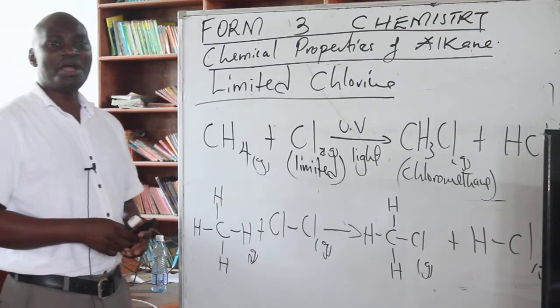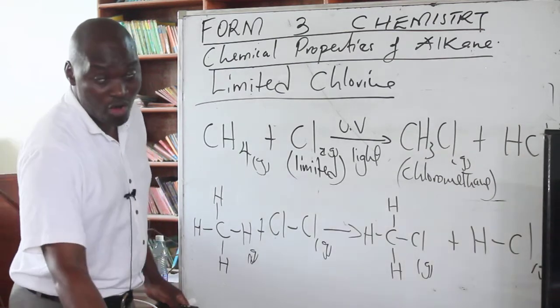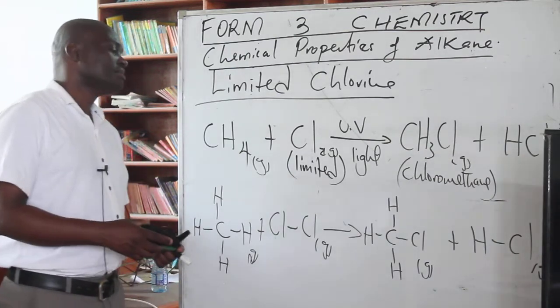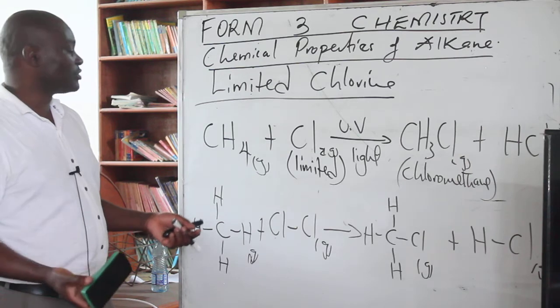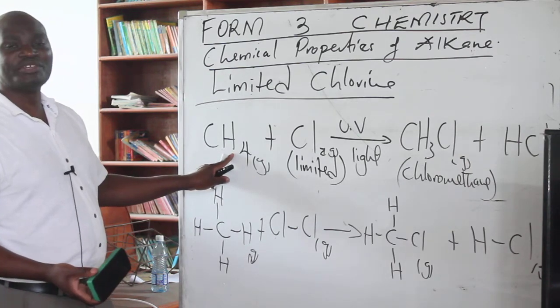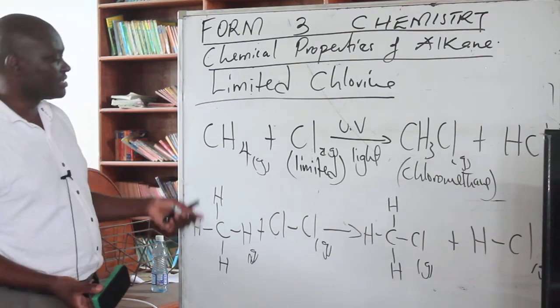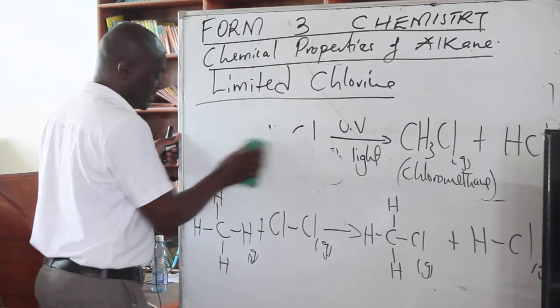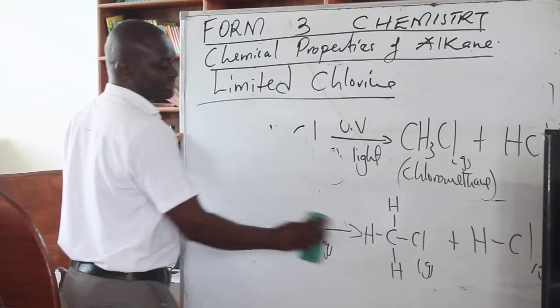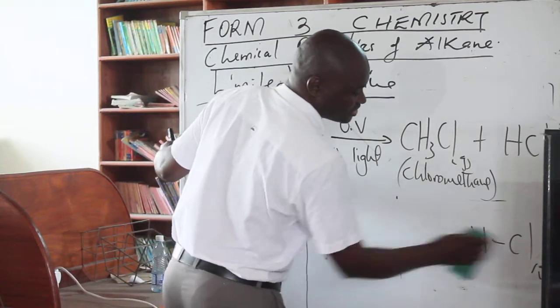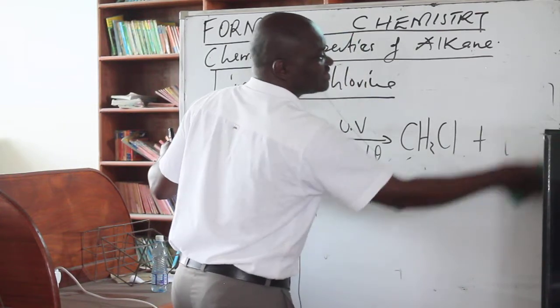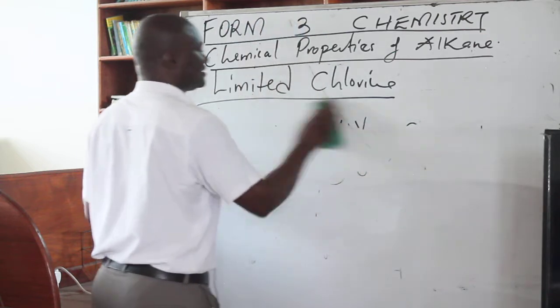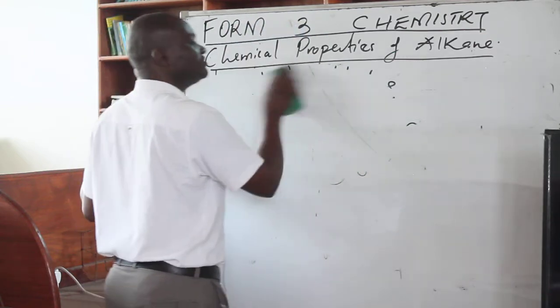So whenever we are using 1 mole of the halogen, or limited, meaning small amount, only one hydrogen will be substituted. The rest will remain. So that is how the reaction occurs. That is how the reaction takes place.